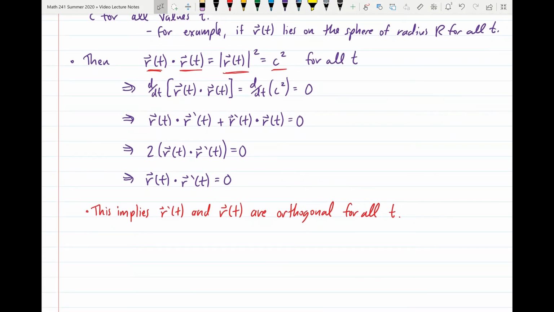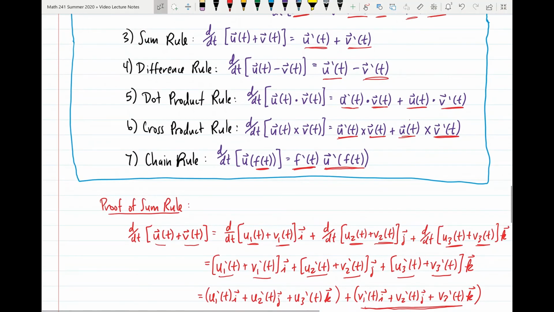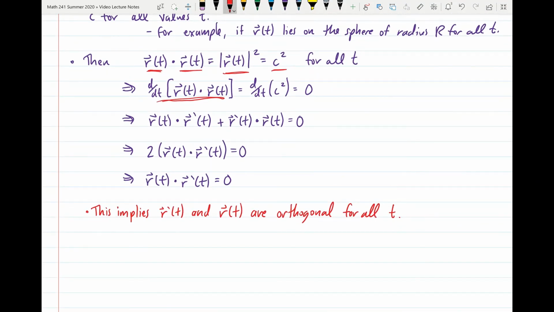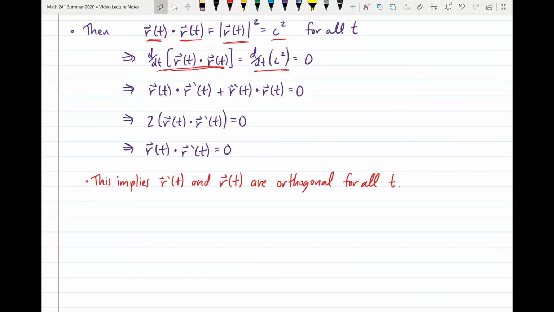And now we can take the derivative of both sides of that equation. The derivative of the left side, we're going to use the dot product rule, which we just listed. So it mimics the product rule. And on the right side of the equation, the derivative of c squared is going to equal 0 because we're just taking the derivative of a constant. And we end up with the dot product of r of t with r prime of t plus the dot product of r prime of t with r of t is equal to 0.